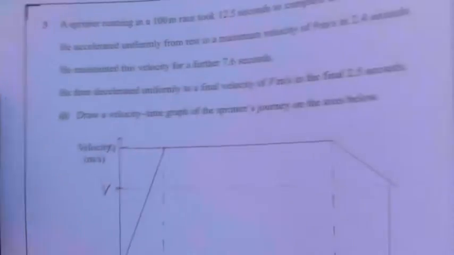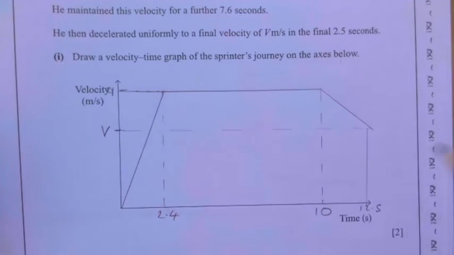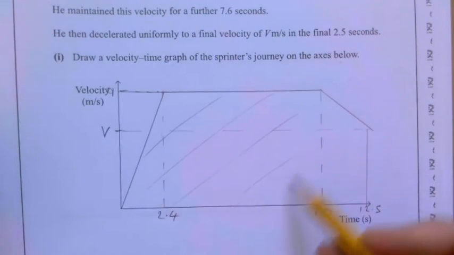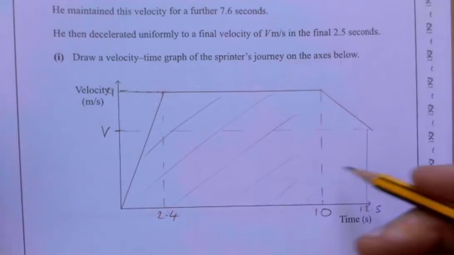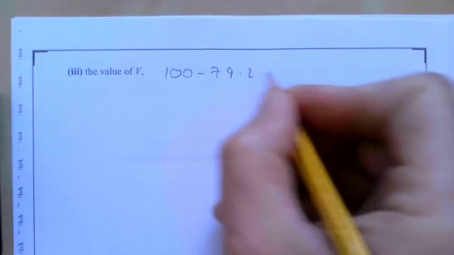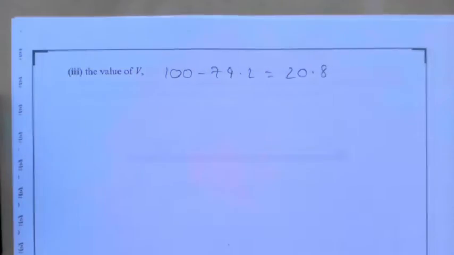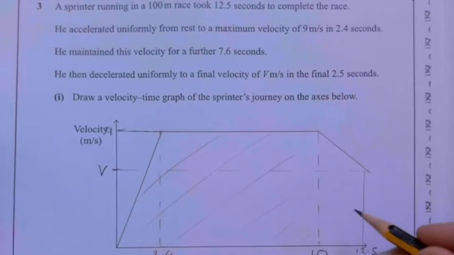Part 3, find the value of v. So the value of v we can work out because we can find the area of this trapezium. So we know it's a 100-meter race. The area of this is 79.2. That means they still have 20.8 to go. So where am I getting my 20.8 from? Because when it's a 100-meter race, it's 100, take away 79.2, which then is 20.8. That means the area of this trapezium here must be 20.8.